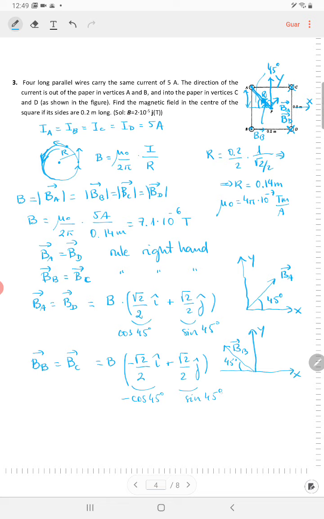So when we add them all together, the total field at point P, which is B_A plus B_B plus B_C plus B_D, all added up as vectors, is like 4 times one of the components in the y-axis. So it's just 2 square root of 2 times B j, which if you do the calculations is 2 times 10 to the minus 5 Tesla in the j direction.